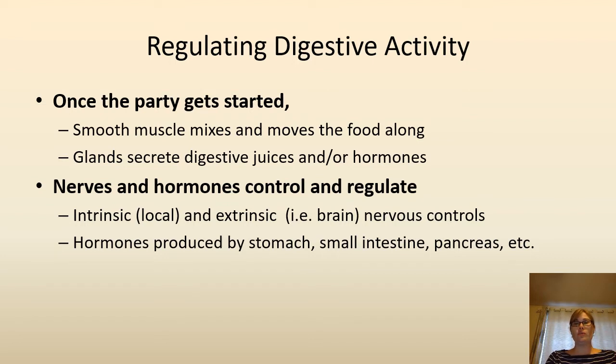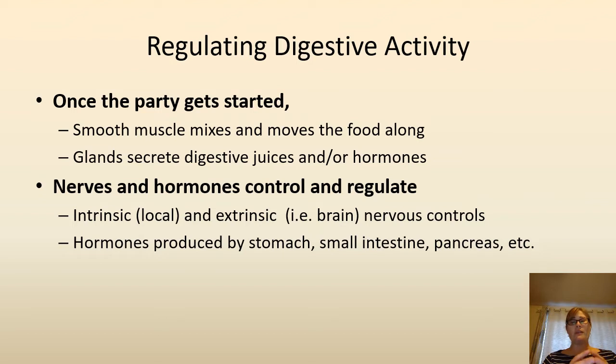Let me give you a page number here. Sorry about that. Enteric nervous system is on 874, and where I'm at right now is on page 875. It does not say once the party gets started, but it does use some of these terms that I'm using right now. So once the party gets started, then we start seeing secretion of these things. And then there are controls in that area that are going to regulate what's happening. Those hormones are produced by multiple areas: the stomach, the small intestine, the pancreas. We've got them impacting the gallbladder.